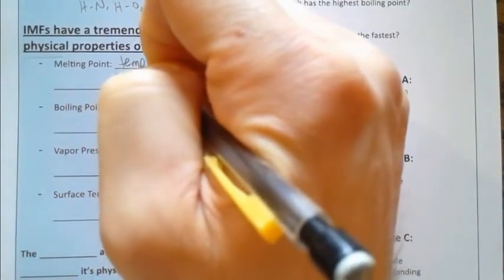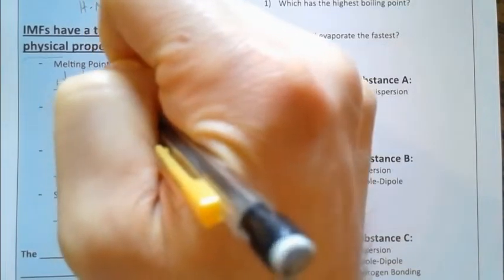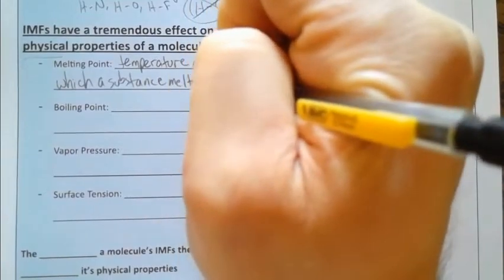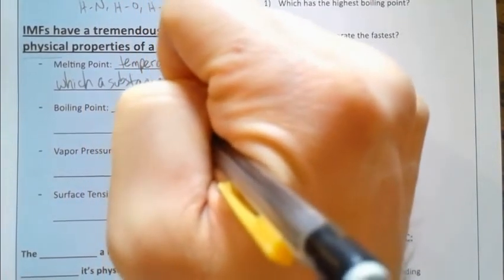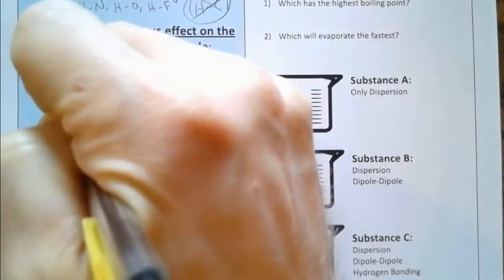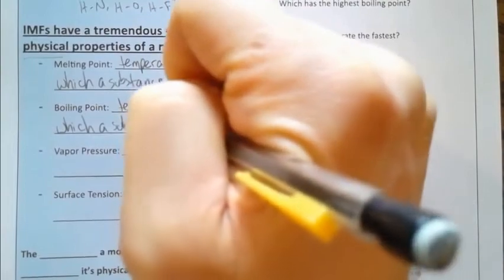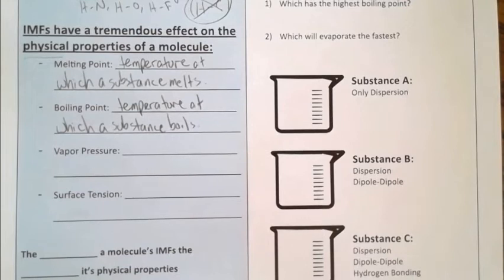So melting point refers to the temperature at which a substance melts, pretty straightforward. And then boiling point, again, is the temperature at which a substance boils. Okay, pretty straightforward concepts, but we also have to remember that not everything melts very easily.